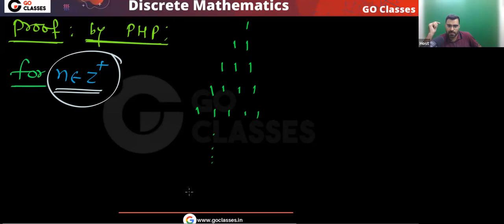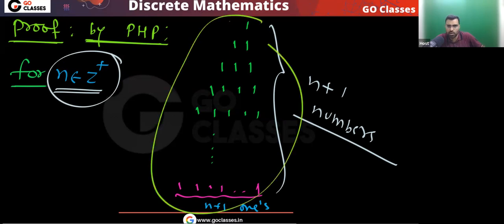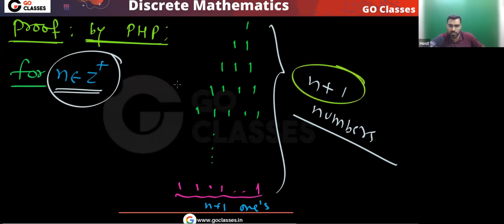How many? Finally, I can say n plus 1 ones. Is this clear? So how many do you have? You have a total of n plus 1 numbers. Agree with me? Whatever n you take, for any n, you consider this set. In this set, you have a total of n plus 1 numbers.